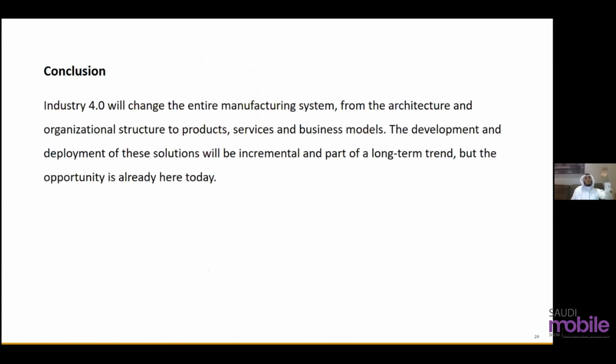In conclusion, Industry 4 will change the entire manufacturing system from architecture and organizational structure to products, services, and business models. The development and deployment of these solutions will be incremental and part of a long-term trend, but the opportunity is already here today.